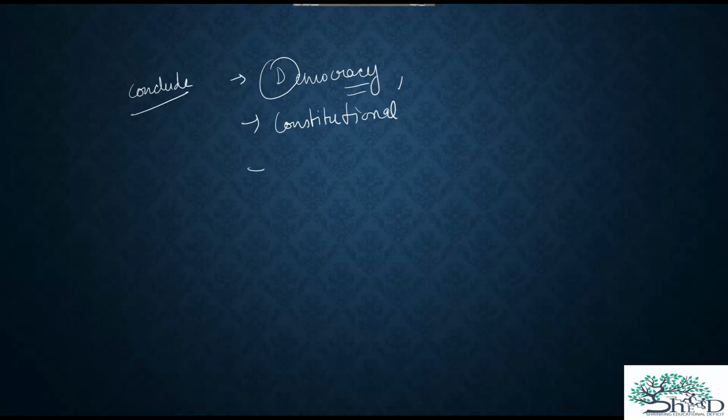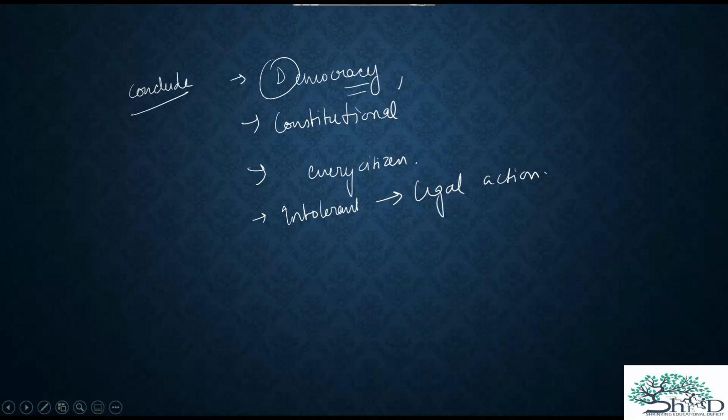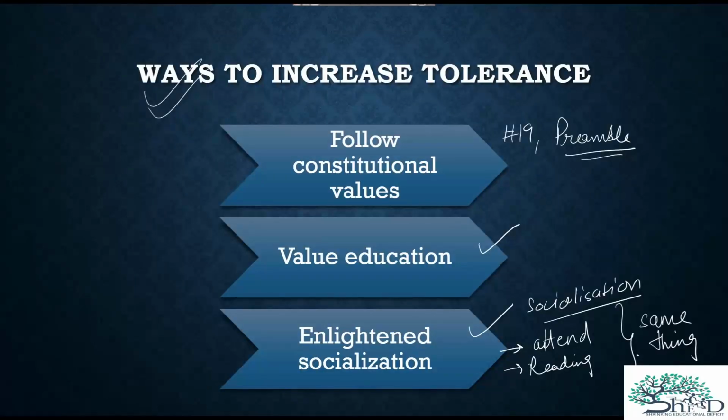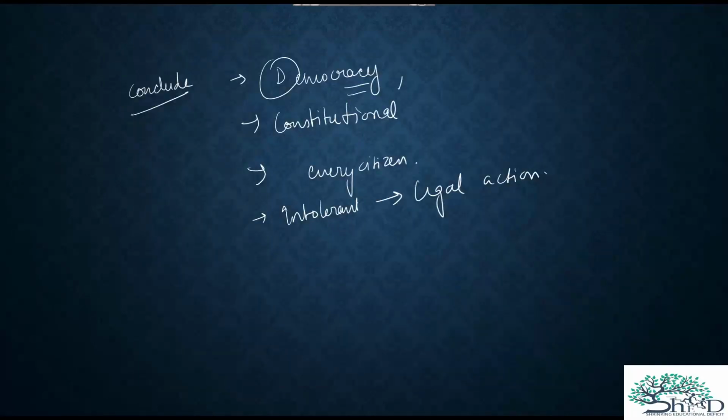You can also write that tolerance is important not just for civil servants but for every citizen. And if people become intolerant, then the law should take its course, legal action. So this is why again we need value education, for the constitutional values we need to follow, and we need to have enlightened socialization.